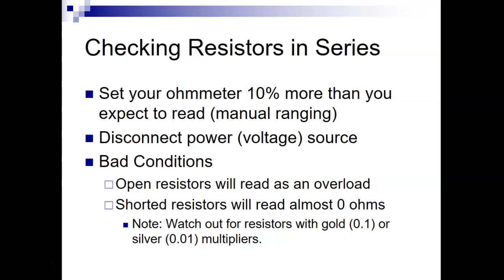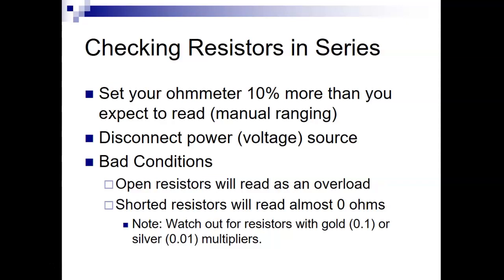So, opens read excessive resistance, shorts read none or little resistance. Okay? That's the rule to keep in mind. Opens read excessive resistance, shorts read very little, little to none. Okay? There are times where it will read 0, and there are times where it could read just very, very little.